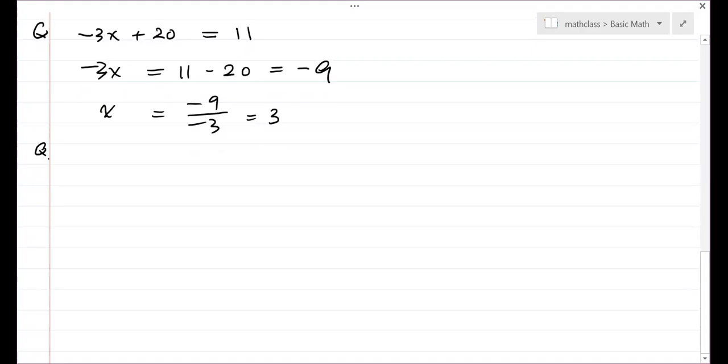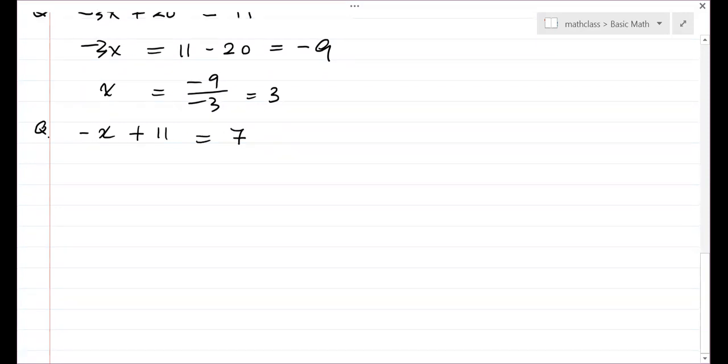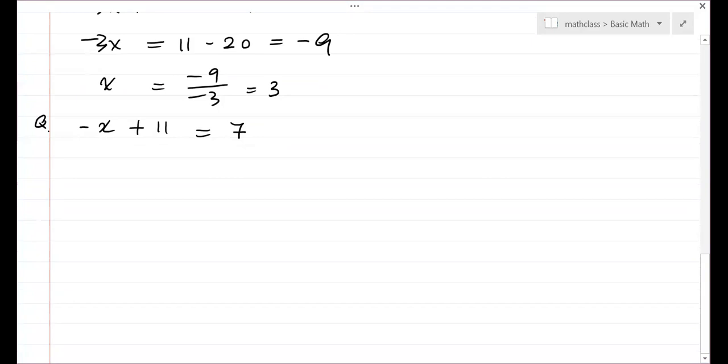All right, so let's look at the next problem. Negative x plus 11 equals 7. Okay, now let's do this problem. Sometimes some students prefer the x term as a positive sign, not a negative sign. So it's okay, you can move 7 to the left-hand side. If you move 7 to the left-hand side, you will get something like that.